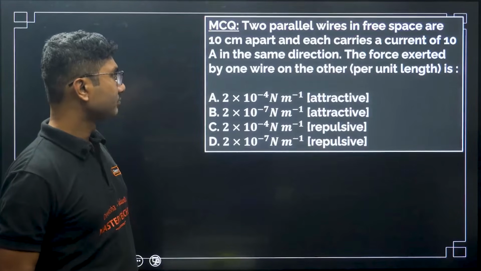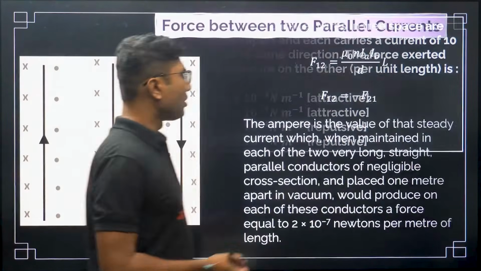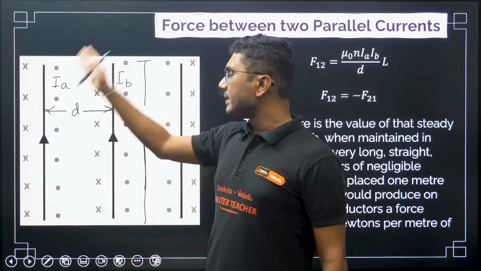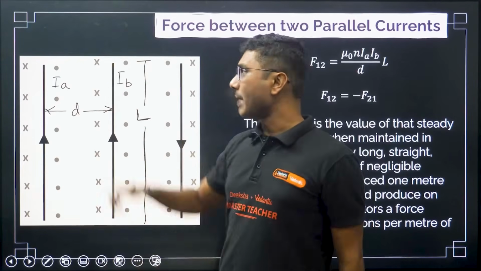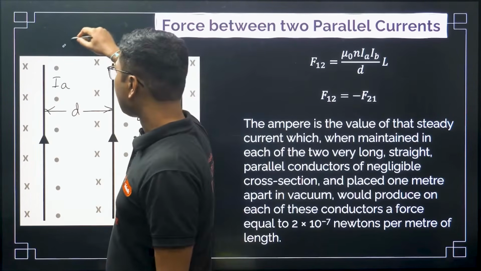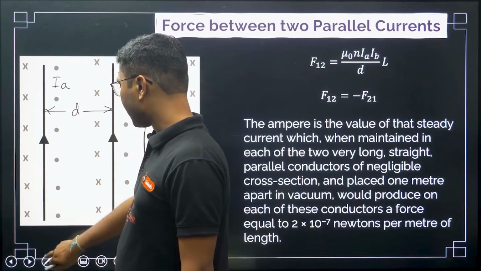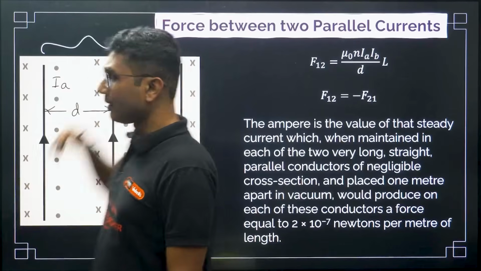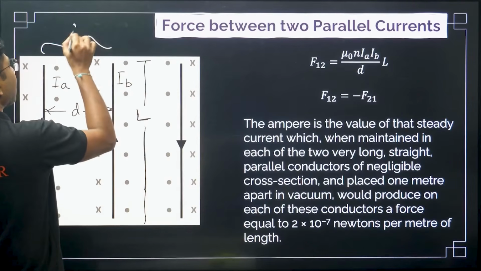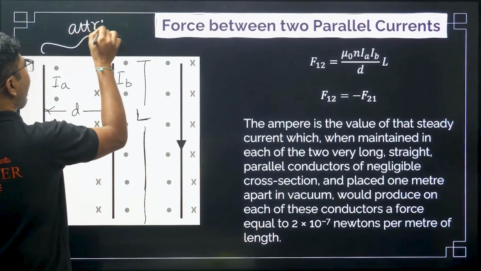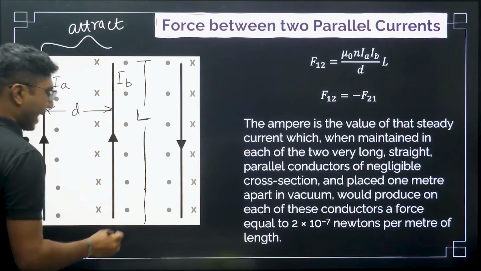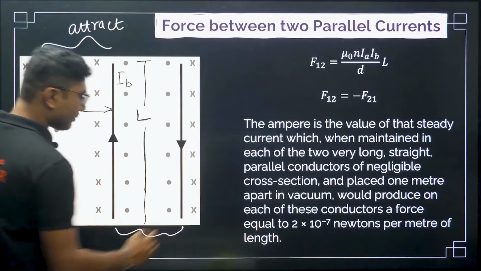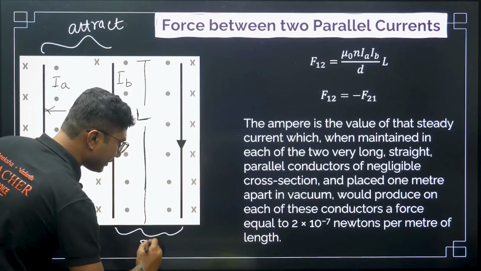Also, you have to remember that if the current is flowing in the same direction, parallel currents, they actually attract each other. Parallel currents attract, and anti-parallel currents, that is if the current is flowing in the opposite direction, they repel each other.